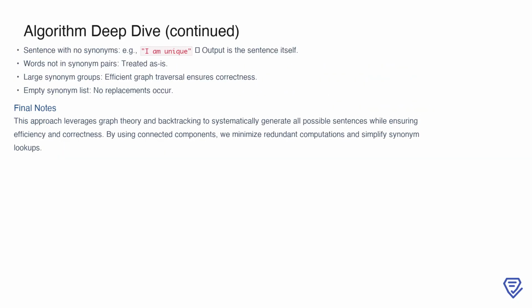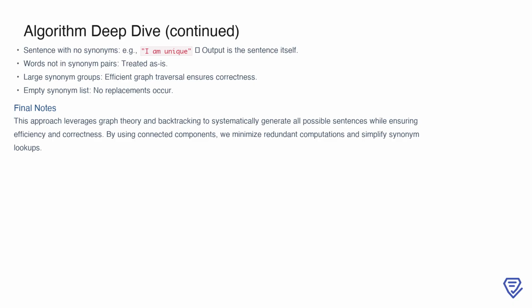There are also several edge cases to consider. If the sentence contains no synonyms, such as "I am unique," the output is simply the original sentence. Words not present in the synonym pairs are treated as is, without modification. For large synonym groups, the graph traversal ensures correctness and avoids redundant computations. If the synonym list is empty, no replacements occur, and the input sentence remains unchanged.